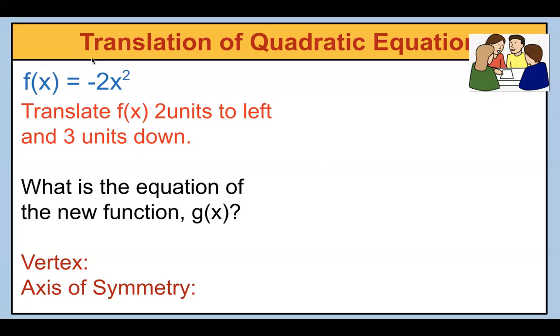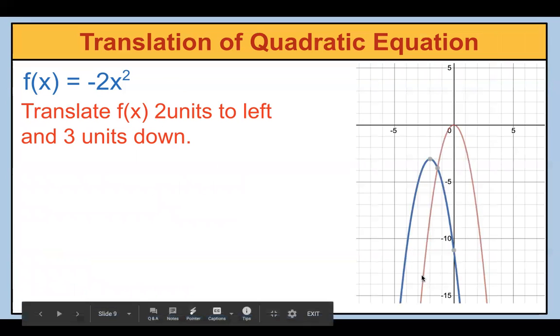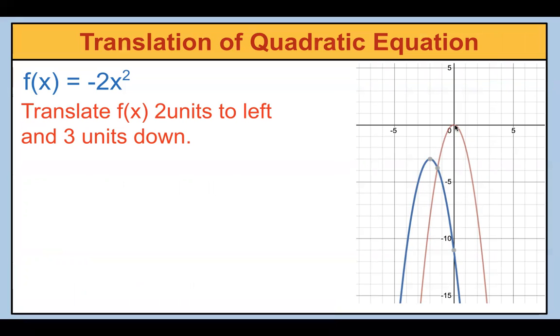Right? So we know the negative 2 is the coefficient, right? So that will be the graph. Negative 2x squared graph is here, right? So we know that if you translate 2 units to the left, 1, 2 here, so the x value 2 units goes to here, right? So the vertex x will be negative 2. The y goes down 1, 2, 3, right? 3 units down, y value negative 3.